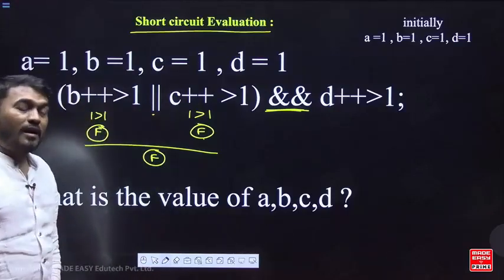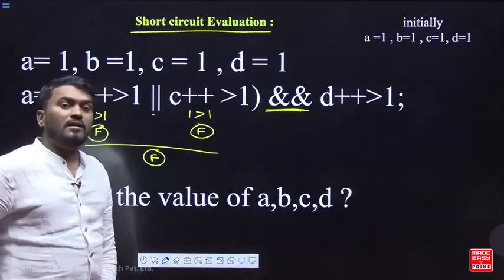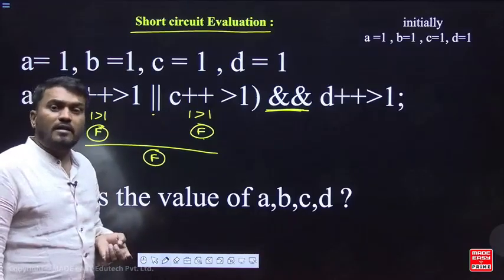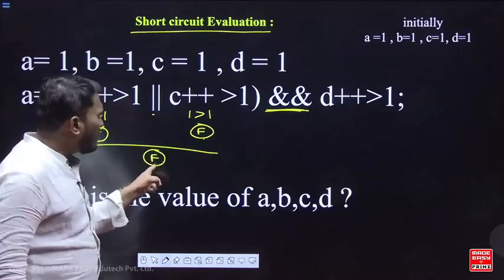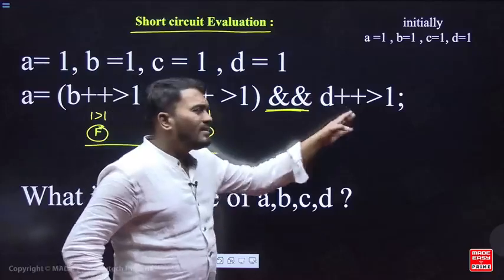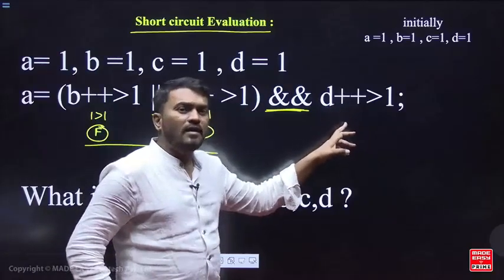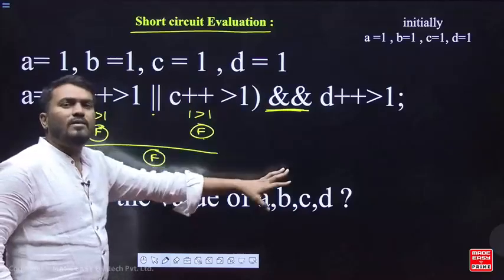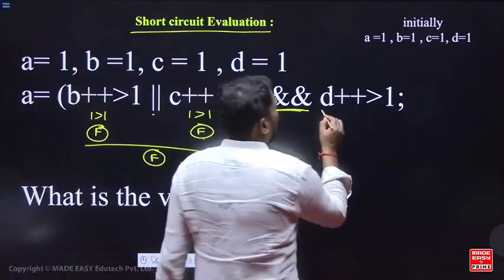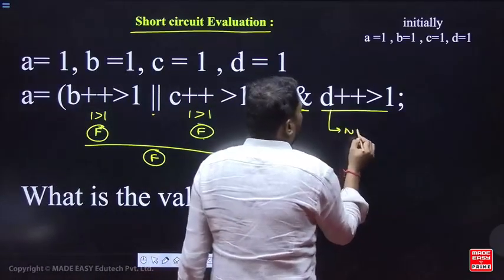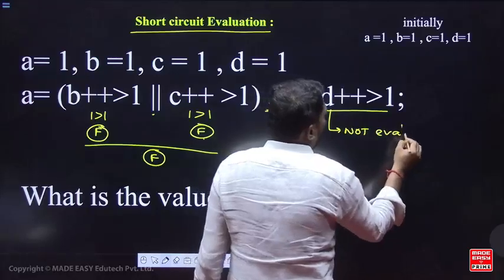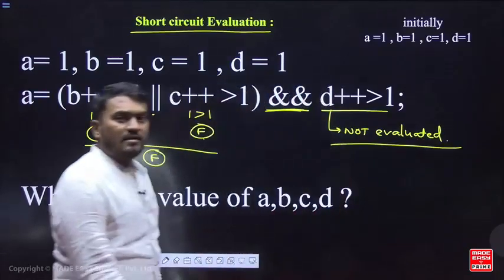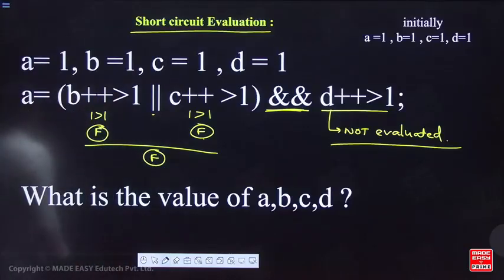Now tell me, in the AND operation, you clearly know that if both are true, output will be true. So the first one is false means the result of this expression is not depending on this one, because the first one is false means this entire expression will be false only. So it means this statement is not evaluated. So this is how the C language will work. This is how the C language will evaluate the expression.